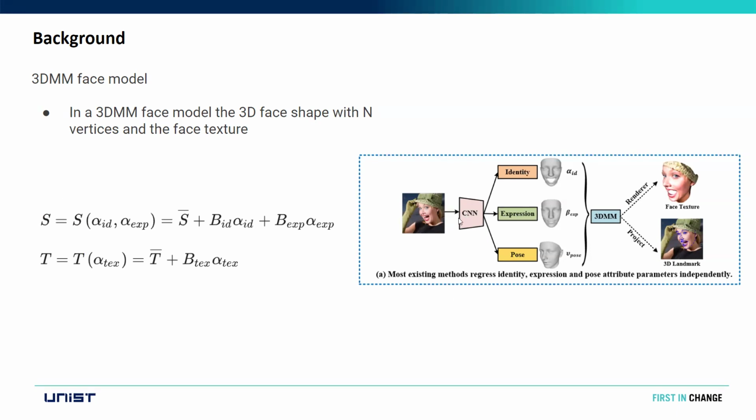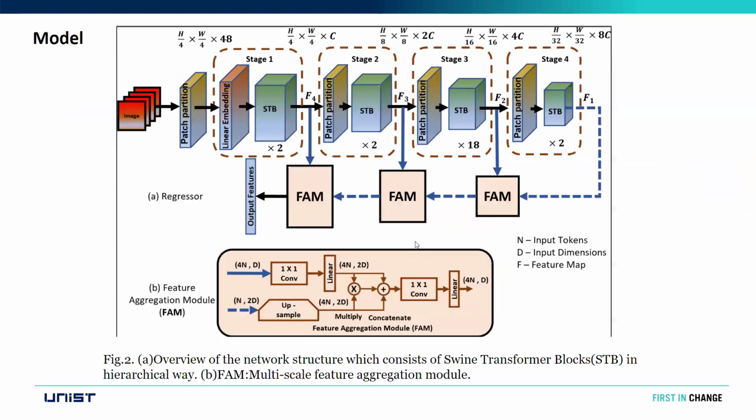So for this particular paper, using a CNN has its own limitations. They try to remedy this limitation by using a transformer as a backbone to regress these expressions that can be used to reconstruct the 3D face. So this is the overall structure they have.